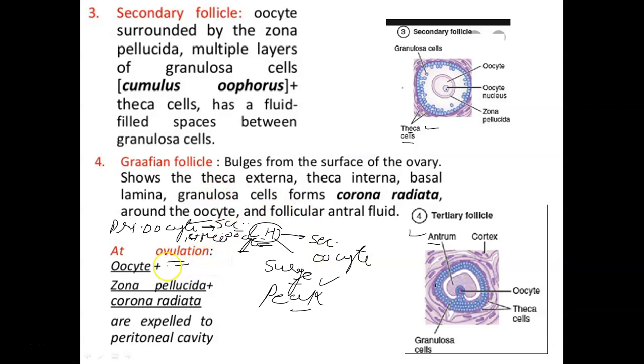So at the time of ovulation, the oocyte, zona pellucida and corona radiata, these three are expelled out from the ovary into the coelomic cavity in the lower abdomen region, so that it will be caught by the fimbriae of the infundibulum, which is the first part of the oviduct, right? So it is released in the peritoneal cavity. See, the ovary is not functionally attached with the oviduct. The oviduct has a fimbriate structure. The egg will be caught by the fimbriae of the infundibulum part. And there is an opening, we will see in a later slide, that is the ostium, from where the egg enters inside the oviduct.